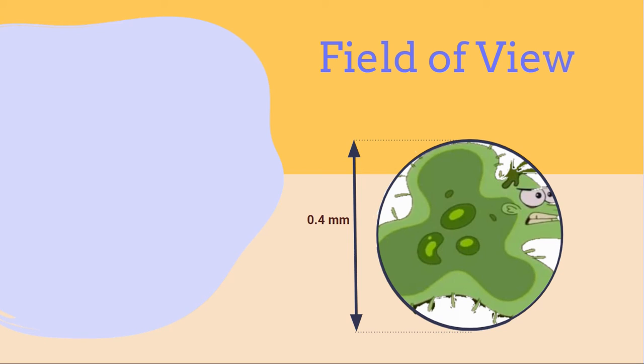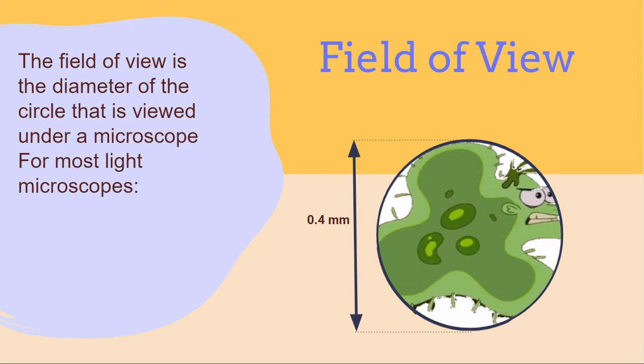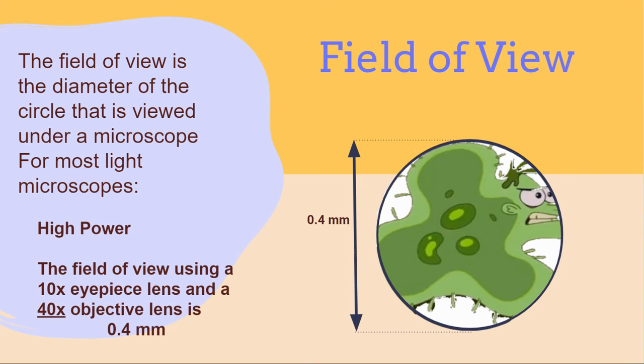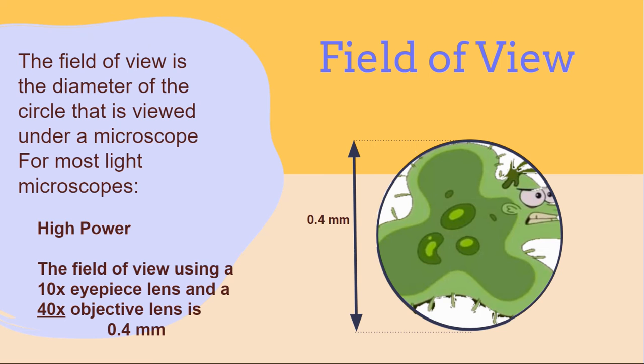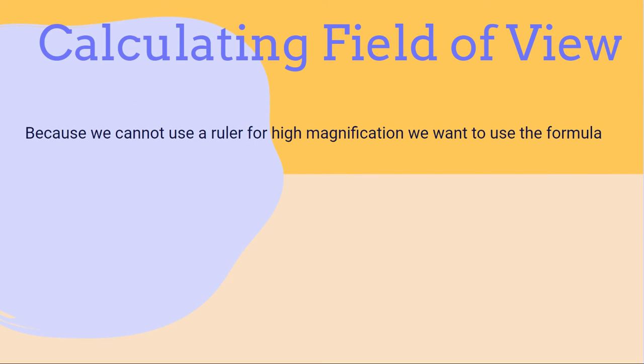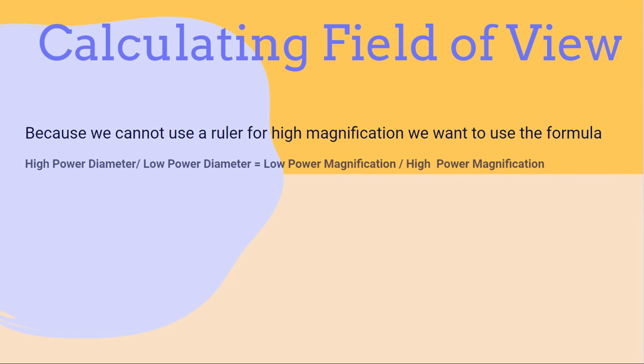Here's where it gets a little more difficult. Under high power, you can't use a ruler because there's nothing dividing up millimeters. So we have to do a little bit of a calculation to figure out field of view. Under high power, the field of view using a 10 times eyepiece and a 40 times objective lens is 0.4, sorry, I'll go back, 0.4 millimeters. Don't write anything down yet, we're going to add something here. Because we can't use a ruler for high magnification, we're going to use this really long equation. You don't have to write this down.